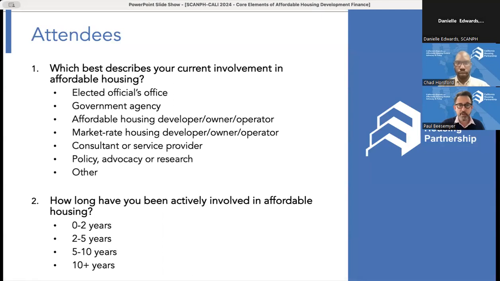Okay, and I'm going to assume that everyone can see the same thing I am right now, which looks like we have large concentrations of folks here from various government agencies, also folks who work for affordable housing developer owner operators, and a few folks who are involved in policy advocacy or research, some service providers. So welcome. I know there are many service providers out there who, over time, have gotten into affordable housing development or have joint ventured and want to know more about affordable housing development.